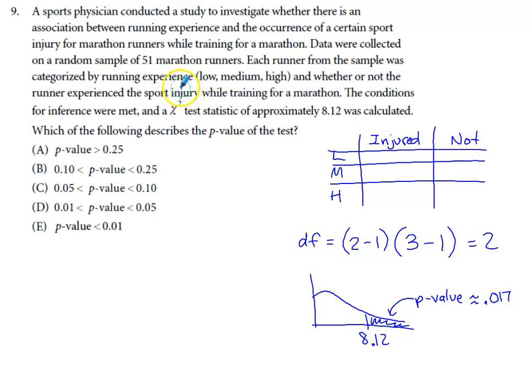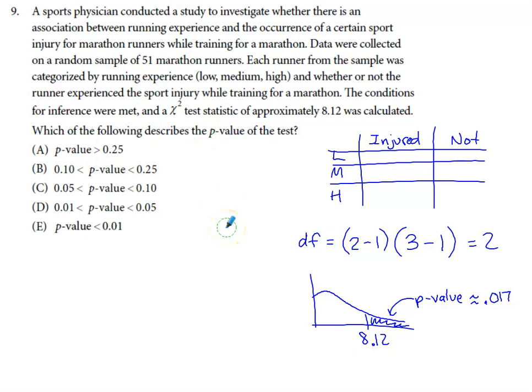Each runner from the sample was categorized by running experience, low, medium, high, and whether or not they experienced the injury while training for the marathon. The conditions for inference were met. We're going to have a chi-square test statistic computed, and it's 8.12. Which of the following describes the p-value of the test?